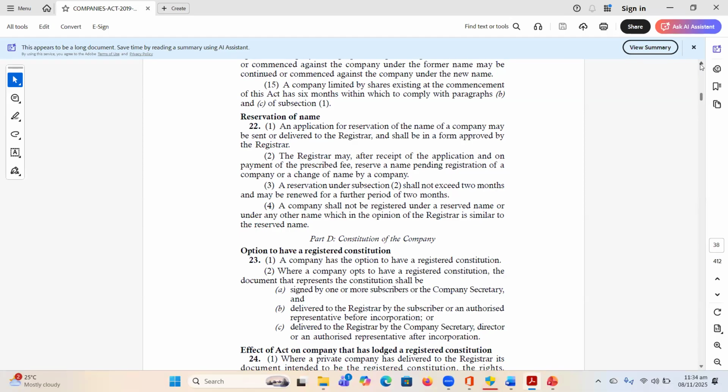You can reserve a name for 2 months, meaning that for 2 months, there is some kind of freeze on that name. Nobody in Ghana is permitted to use that name. So you can get that done for 2 months. And after 2 months, you can again apply to have it extended for 2 months, so 4 months. But beyond that, the name will become available for everyone. So let us keep that in mind.